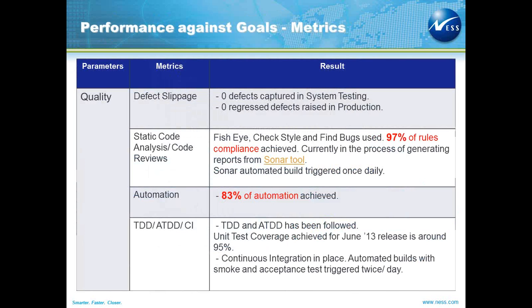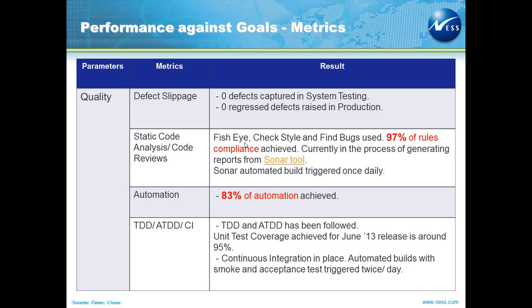Certain metrics that I would like to highlight after we implemented this particular methodology. We have 0 defects captured in the system testing. So we initially had a system testing phase beyond a hardening phase, but now that phase has been scrapped because there were no defects found in system testing and there was no need. So it actually saved us 2 weeks of time to push the release into production. So earlier by 2 weeks, and there are 0 regress defects in production. Eventually, the idea is to even get away with the hardening sprint.